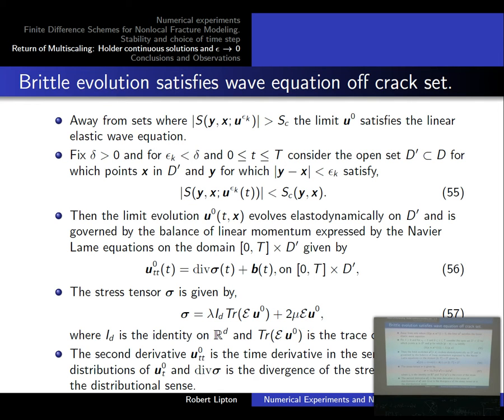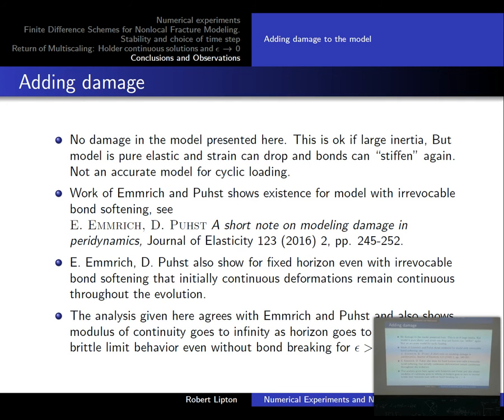We don't have a crack, but we still have the wave equation on this quiescent subdomain. And again, the stress is given by the Lamé moduli and shear moduli. This is the volume-changing part. This is the shape-changing part. These are given by the usual formulas, and again, the weak notions of derivatives are invoked here. So that's this model, a kind of rundown for you.